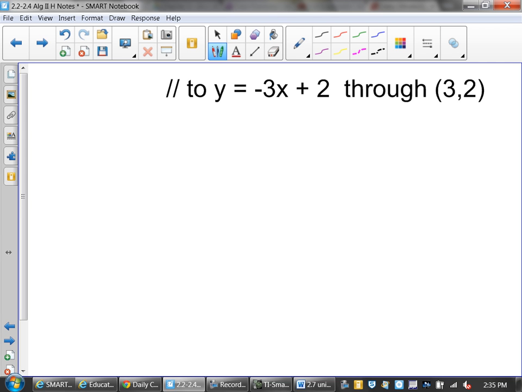First thing you want to do when you have a parallel or a perpendicular equation problem is write out and identify what's the original slope. So in this problem here, what's my original slope? We got to work it backwards. We identify what the original slope is: -3. The next step is it a parallel slope problem or is it a perpendicular slope problem?